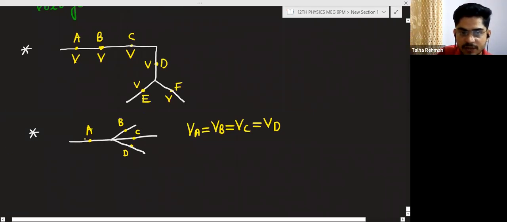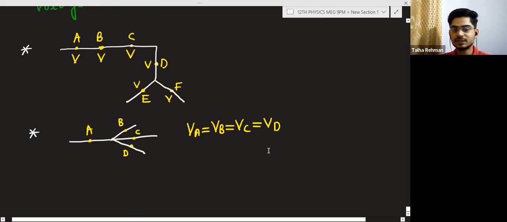But if we charge, from here to here the charge will be the same. But from this point the charge will divide. Charge will divide due to this branching. But the potential will not divide until and unless a capacitor or resistor is connected.